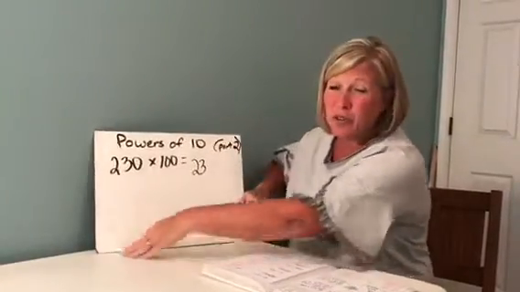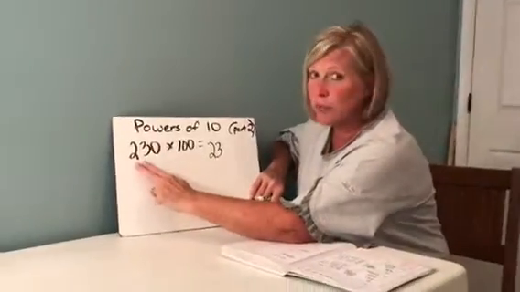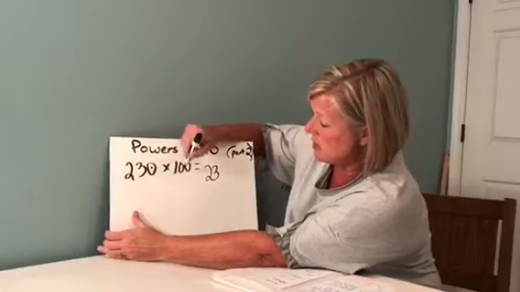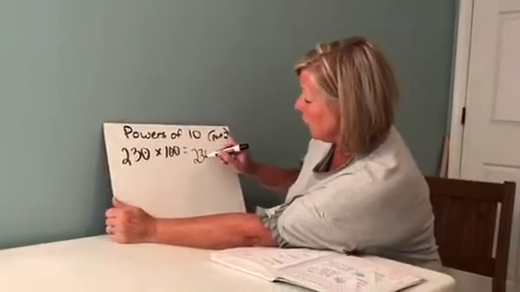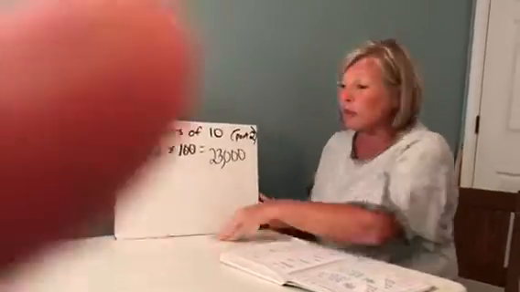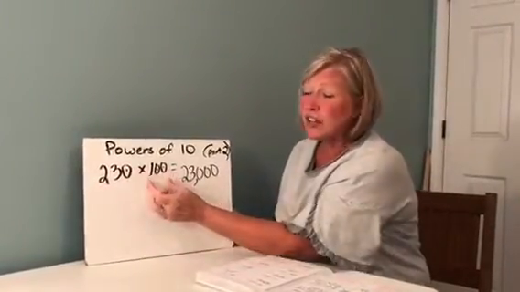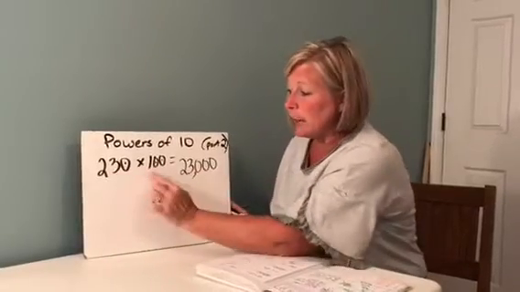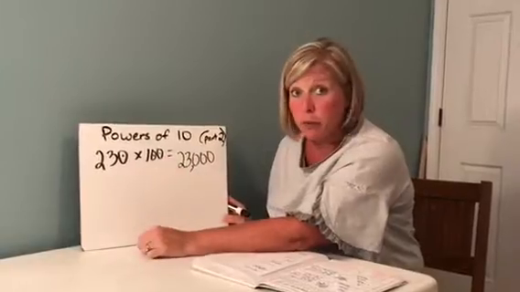Now we have to count the zeros, but we have to look at both sides. Okay, because it's not just 23, it's 230. So we have to count the zeros. 1, 2, 3. So our answer has to include zeros from both sides. So it's 23,000. That means that both factors in this problem were powers of 10. So 23 times 1 is your base fact, and then you count your zeros from both sides.